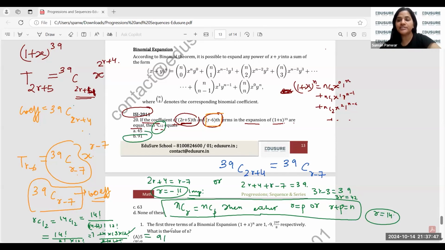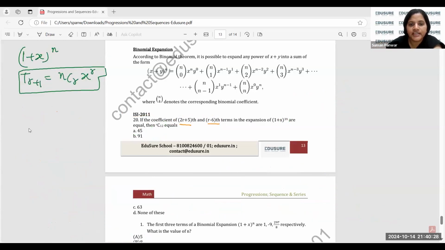As far as binomial expansion is concerned, they do not want you to expand, because the power is 39 here. Nobody is interested in the expansion in detail. What they will trick you with is that they will ask you to find the coefficient of a particular term, and then say this coefficient is equal to the coefficient of some other term, and then tell you to find out something, as asked in this particular question. So you should know the formula for binomial expansion and how to deal with such questions.